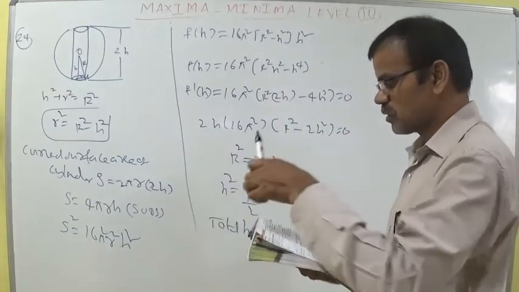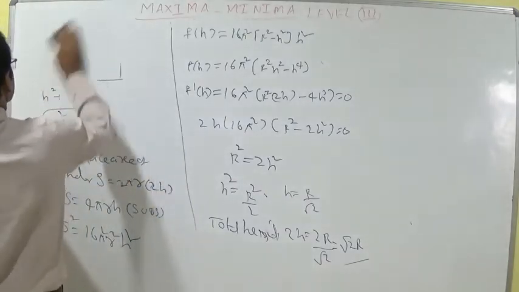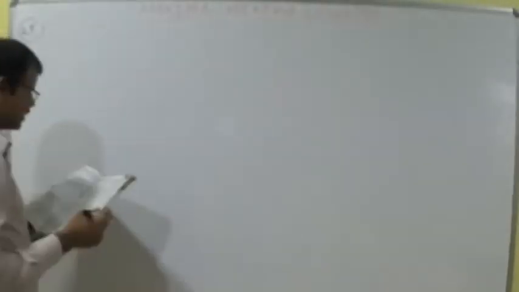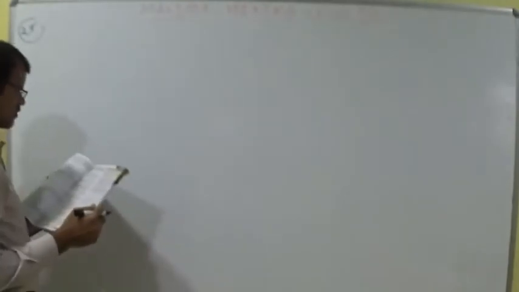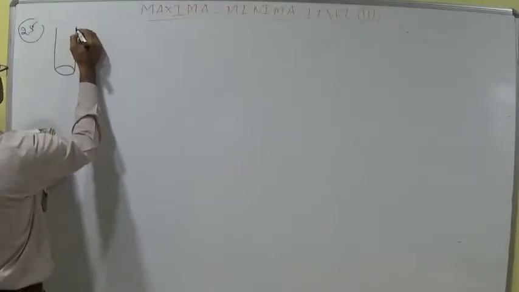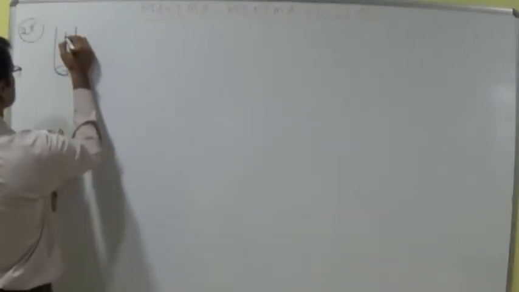Now let us discuss the 25th question. The 25th question: an open cylinder of given surface area will have maximum volume. Students, this is an open cylinder. So the top is open, there is no circular plate here. This is closed at the bottom. Let this be small r and this be h.